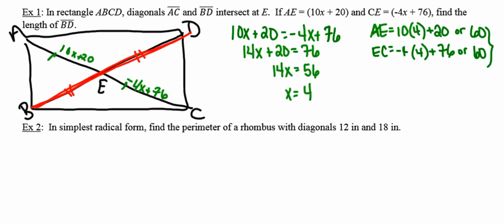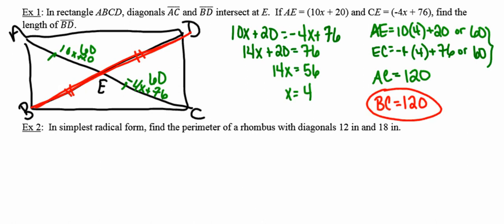And these 2 came out exactly the same, which is what I would expect because I want those diagonals to bisect each other. So now I know if the 2 pieces are 60 and 60, the length of the entire diagonal has to be 120. And because this parallelogram happens to be a rectangle, and I know that in the rectangle the diagonals are congruent, I know that if one diagonal has a length of 120, the second diagonal, diagonal BD, must have a length of 120 as well.